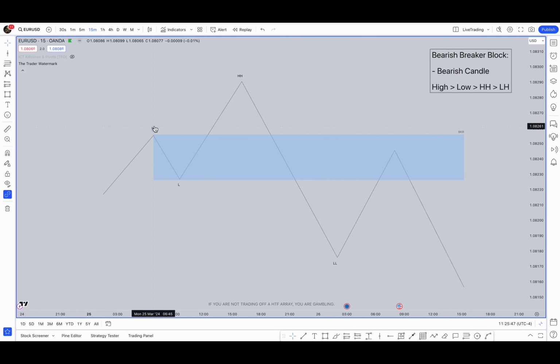And why is this called a breaker block? Usually when you have a high, a low, a higher high, people will see this as a bullish order block to trade higher from, but it breaks down, and now this failed order block becomes a bearish breaker. So smart money, when price comes back here, can release their long orders before price goes down again.